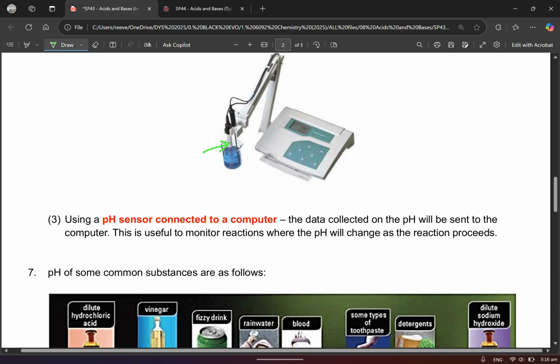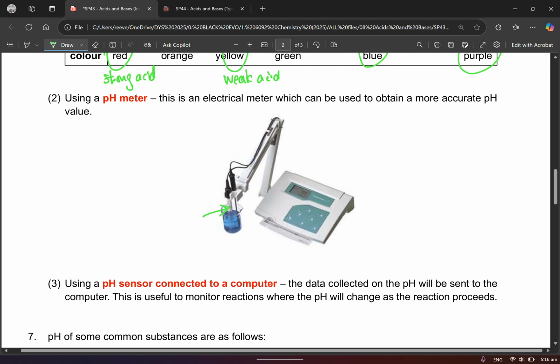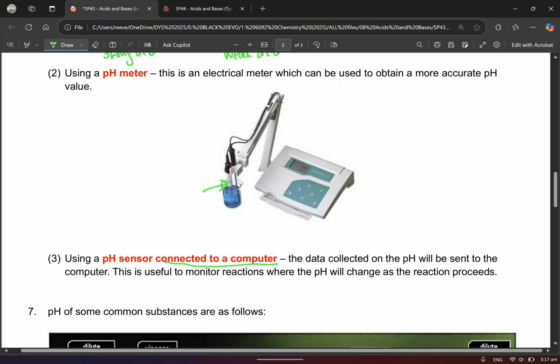The other one is a pH sensor. A pH sensor is something like a pH meter, but it's connected to a computer. The reason it needs to be connected to a computer is that the computer needs to pump out a set of pH values, not just one number. Many pH values. A pH meter only gives you one number, let's say maybe 11.3.